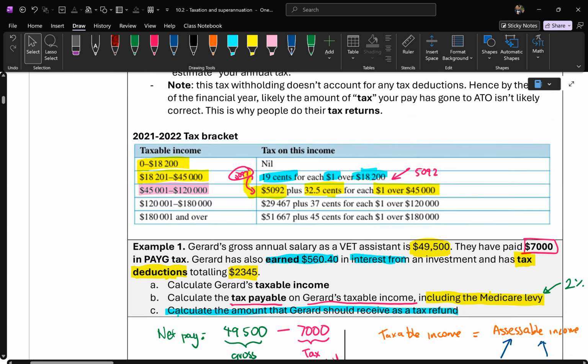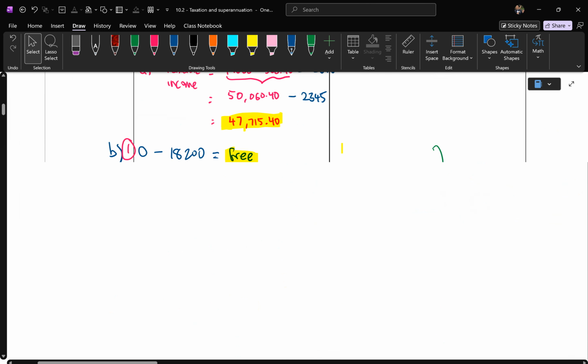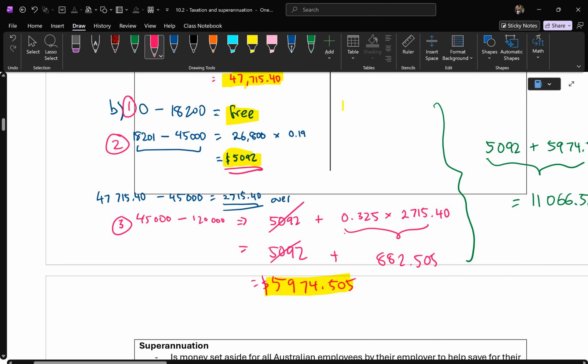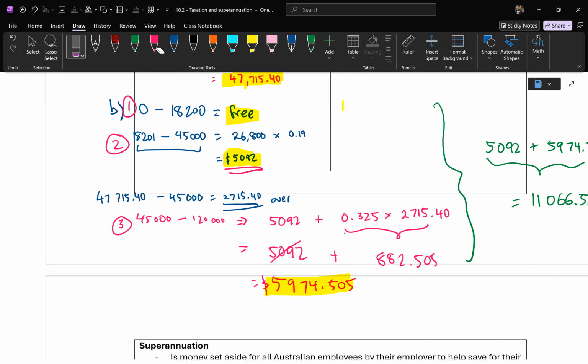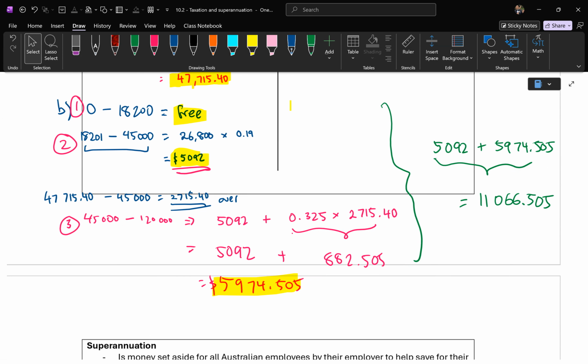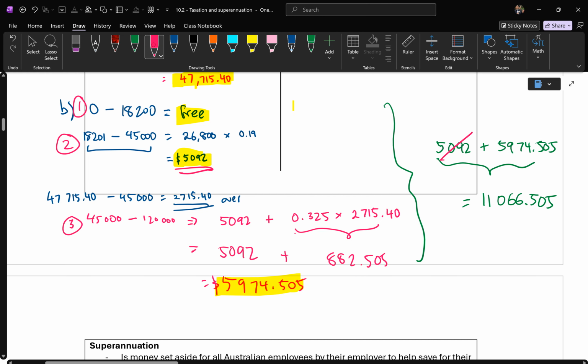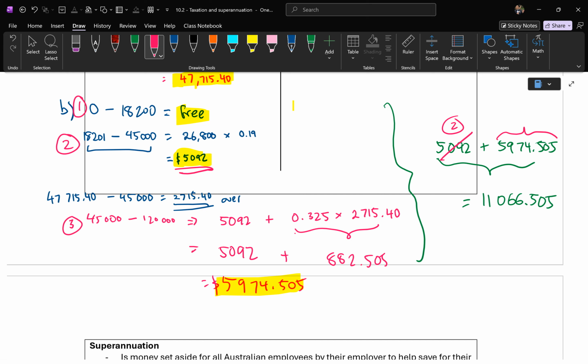So if we work it out, sorry, my bad. That means we can take this bit away. Oh, sorry, not that bit away. We can take this bit away. Don't need to add that extra one. So this was from band number 2. Bracket number 2 you didn't need. You only needed this bit. All right, so that makes a lot more sense now. $5,974.505. Yeah, they paid $7,000 in tax. So yes, they do receive a tax refund.